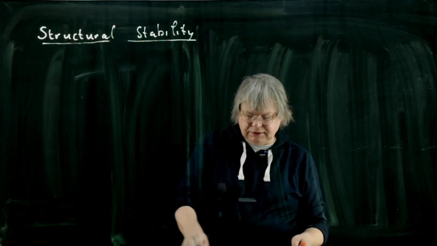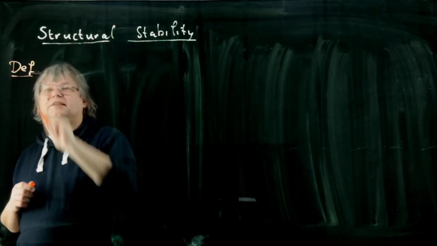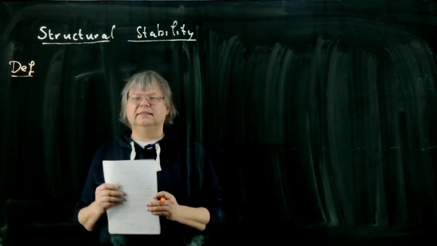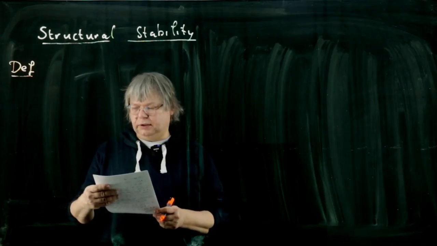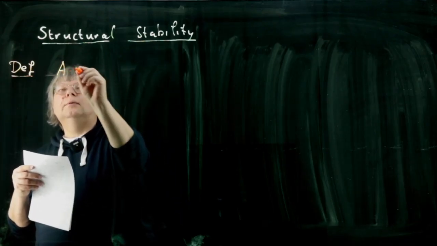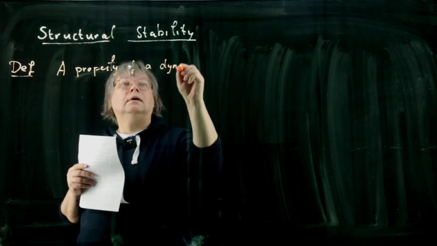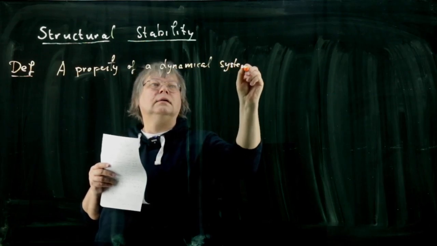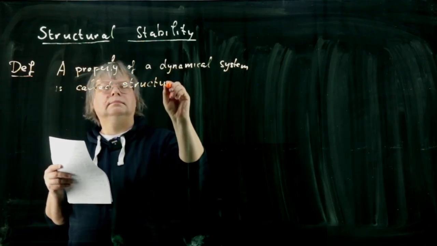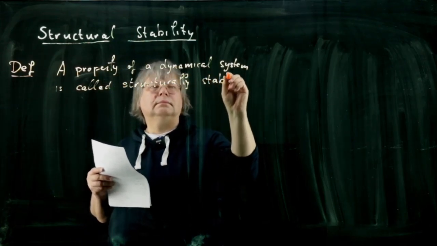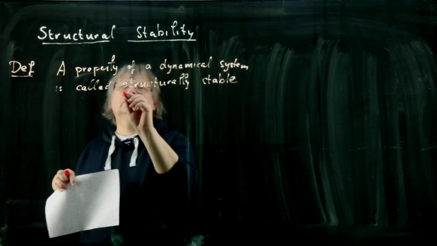Structural stability is the property of a dynamical system that under small perturbations, they do not disappear. That is to say, a system is structurally stable if nearby dynamical systems will not have a bifurcation. So the definition that I want to write down is: a property of a dynamical system is called structurally stable.